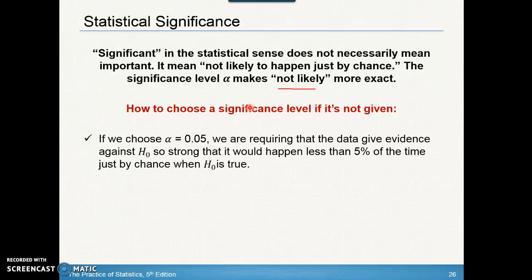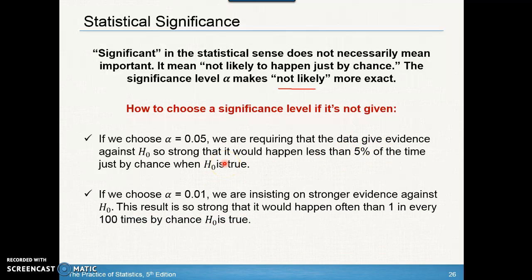So how do we choose a significance level? How do we say, okay, if the probability is this amount or less, we are rejecting the null? Most of the time people will choose alpha as 0.05. So it's basically like we are saying we're going to reject the null 5% of the time. So we're requiring that the data give evidence against the null so strong that it would happen less than 5% of the time if the null were actually true.